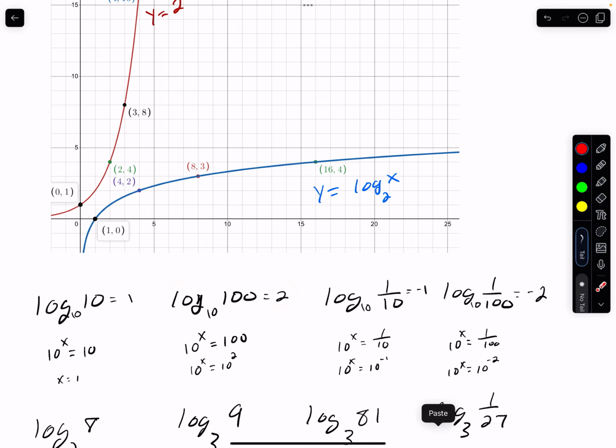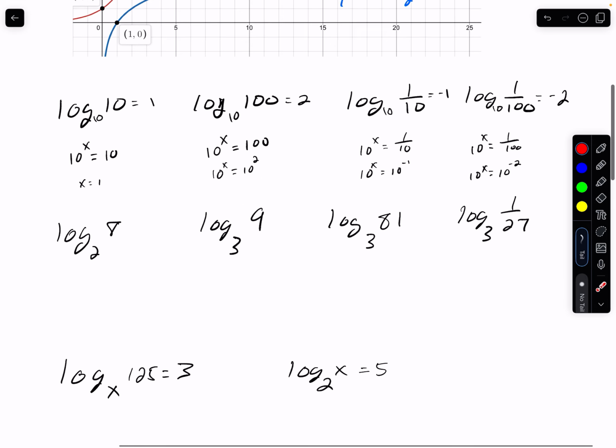2 to the what power is 16? Well, 4 is going to be the output. 2 to the what power is 8? Well, 3 is our answer. 2 to the what power is 4? 2 is our answer. So a couple more practice right here.